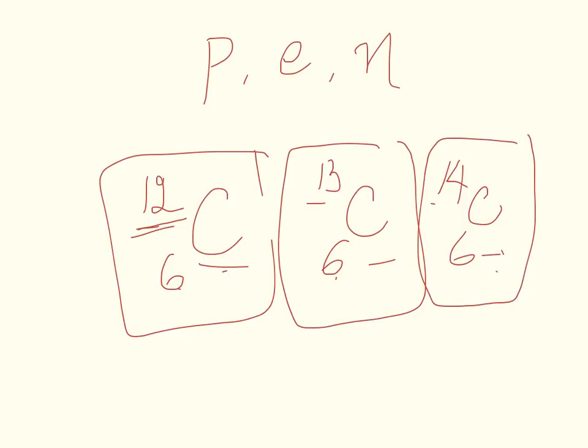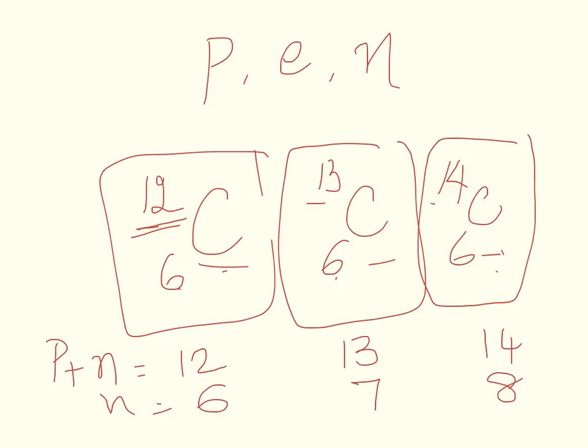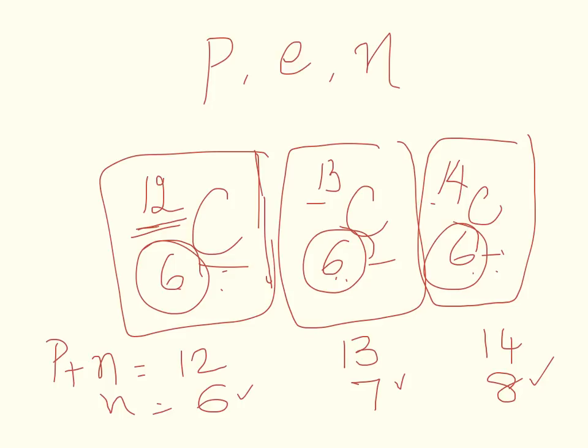But if you think about it, protons plus neutrons, the mass number, in one case it's 12, in the other case it is 13, in the other case it is 14, which means there are 6 neutrons here, 7 neutrons here, and 8 neutrons here. So how do they differ? They all are carbons. They are the same because they have the same number of protons, but they are different because they have different numbers of neutrons.